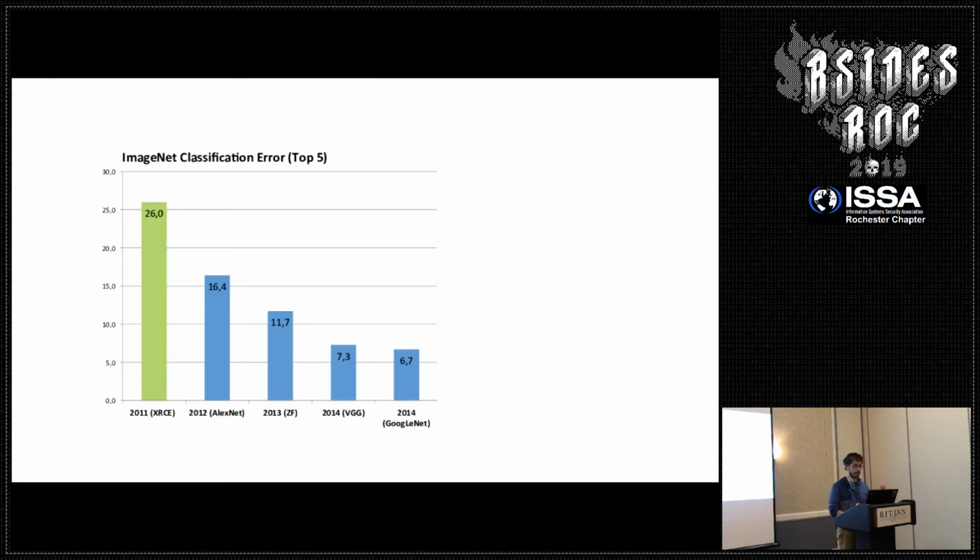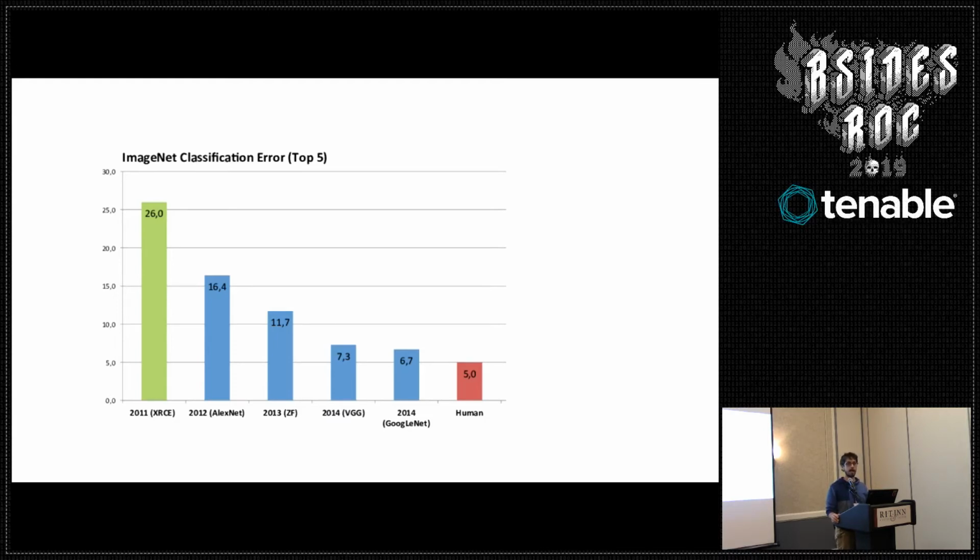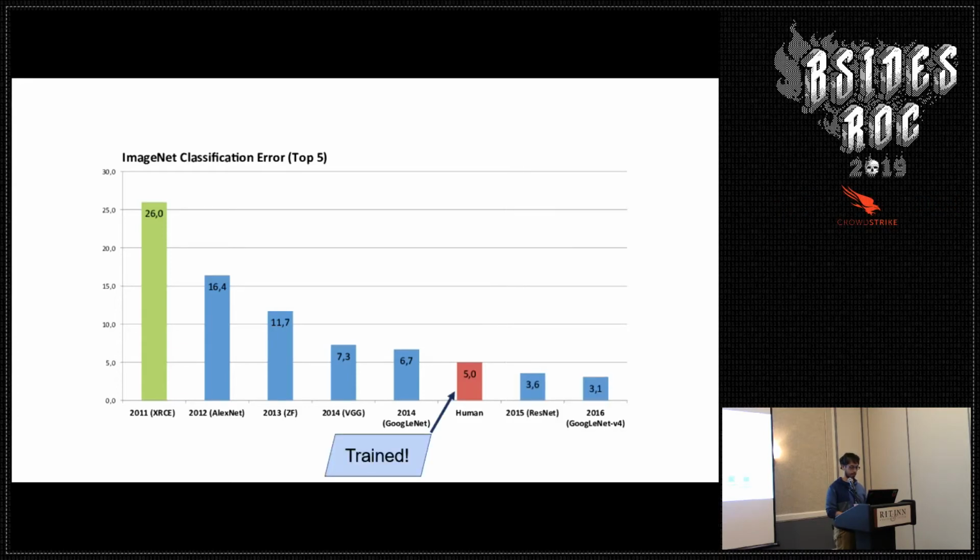It kept on dropping. We get to 2014. In 2014, it got to 6.7%, and one of the researchers in the field said, that's really impressive, but I think that humans can still do better. And he trained himself. And he sat there spending hours and hours looking at image after image to see if he could get really good. And he got it down to 5%. All right, humans are still better than computers. You know where that story goes. Next year, 3.6%, and it keeps getting better, right?